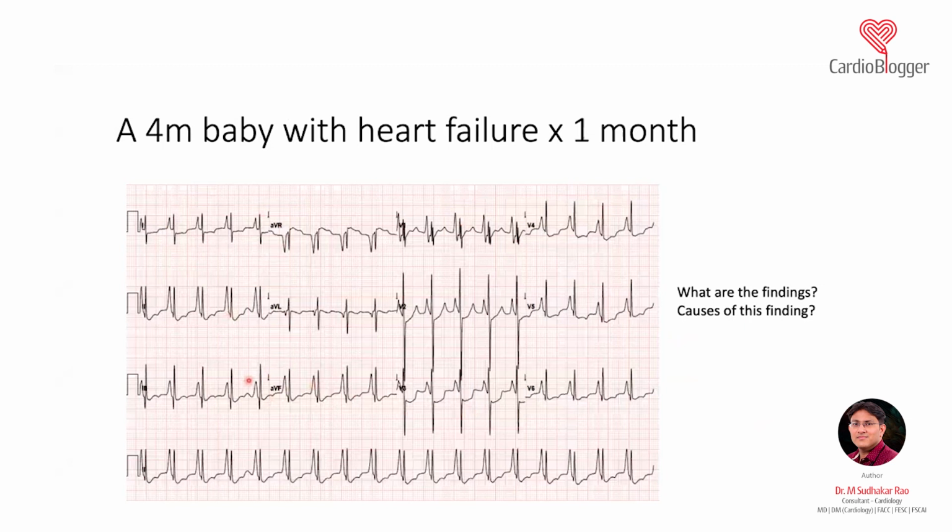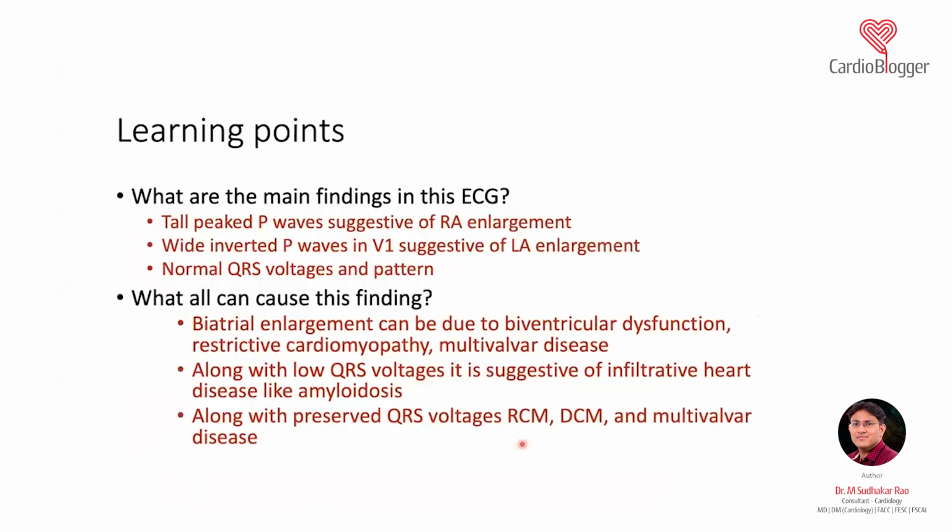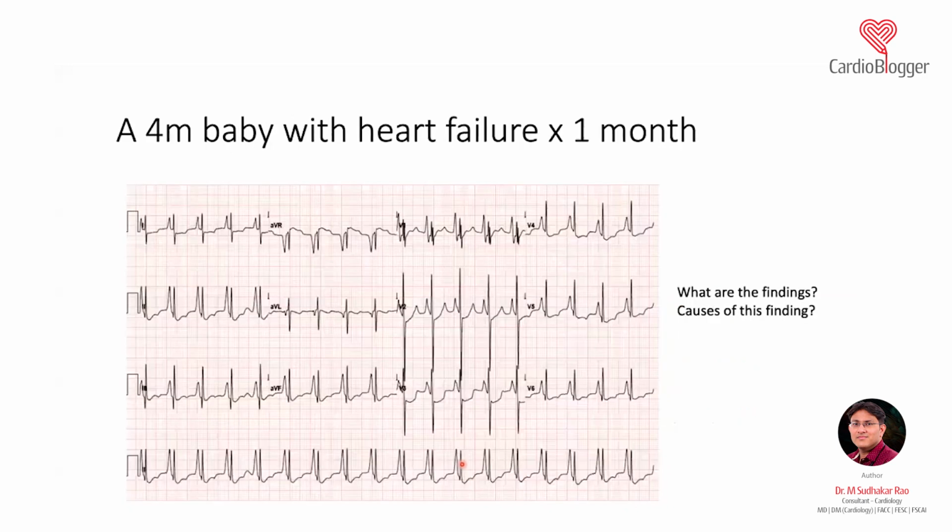Low voltage means less than 5 mm in the limb leads and less than 10 mm in the chest leads. Here, the limb leads and chest leads both are preserved. It means there is no low voltage complex. So if you have preserved QRS voltage complexes, non-amyloid RCM and DCM should be considered, and amyloid can be ruled out. So you can say that there is a biatrial enlargement in this ECG, and a 4-month baby can have a restrictive cardiomyopathy or a dilated cardiomyopathy.